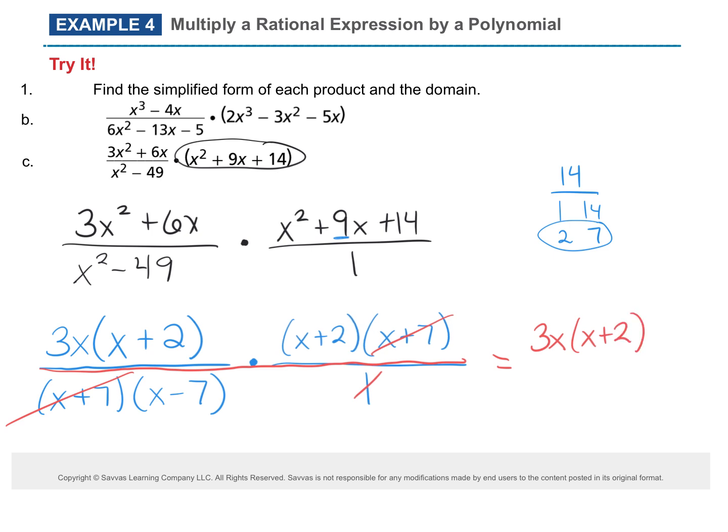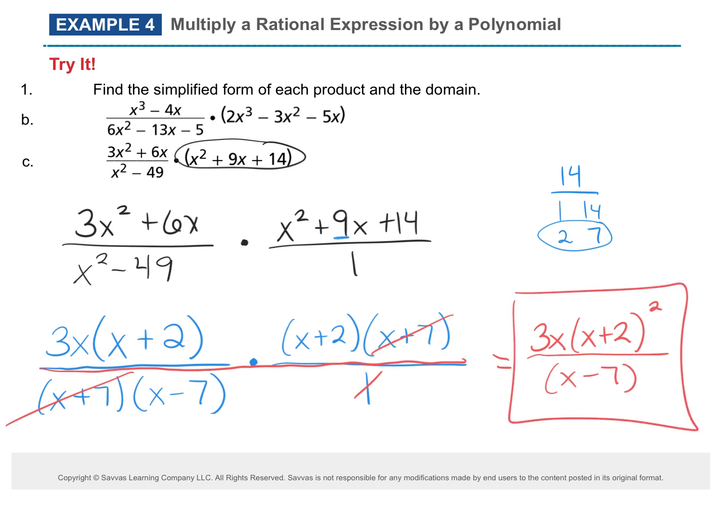Yep. So this is what we had left, right? But what's a different way I can write this? Squared. Yep, two of the same thing. You do not have to do that though. You can if you want. Over what's on the bottom? X minus 7. Done. That's your answer.